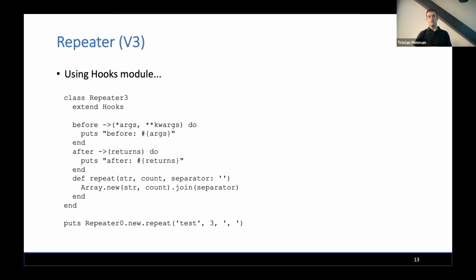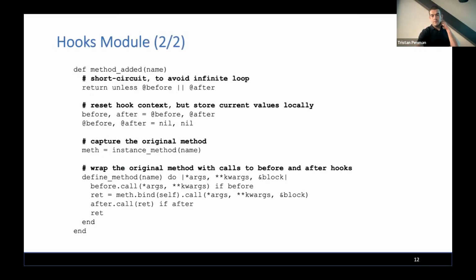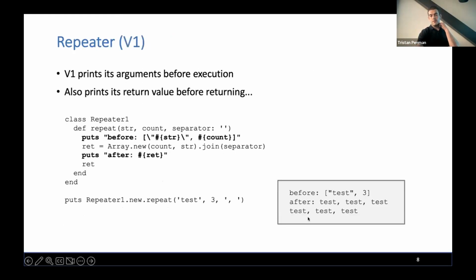Once the class is closed, everything is all ready to go. And if we call our repeater class again, then we'll actually get the same output as we got before, which is we'll see before, after, and then the expected output.